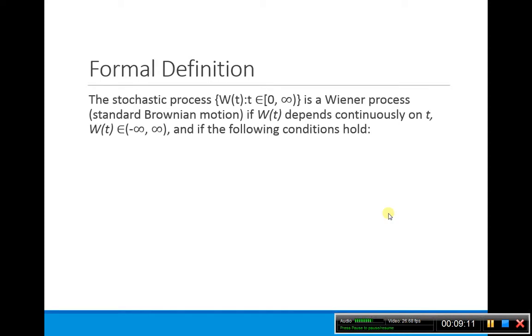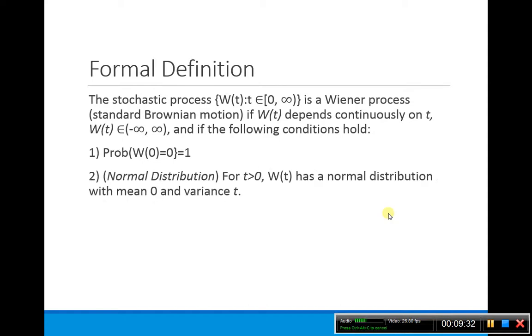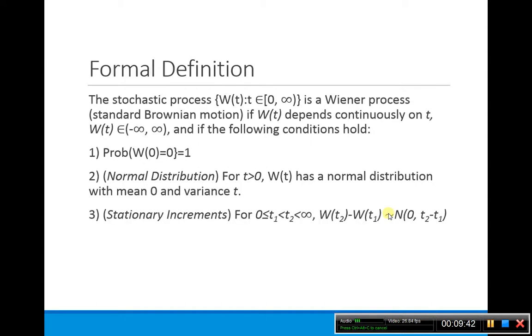So the formal definition of a Brownian motion or a Wiener process is that it's a stochastic process that depends continuously on t, so it depends continuously on time. It is a real number between negative infinity and infinity, and the following conditions hold. The probability that we start at 0 is just 1. It also has a normal distribution with mean 0 and variance t.